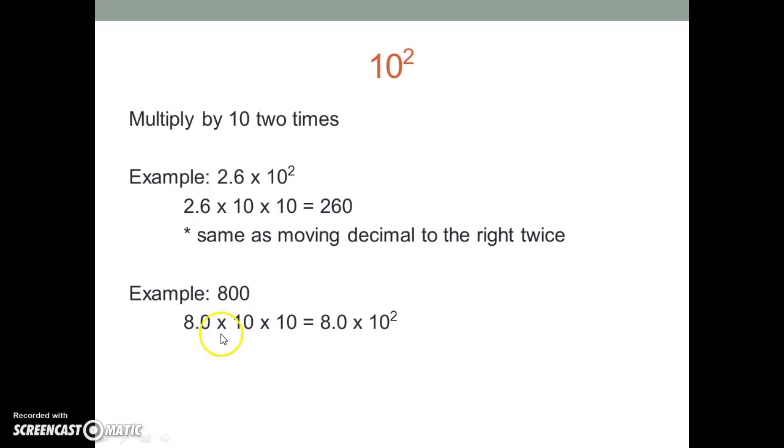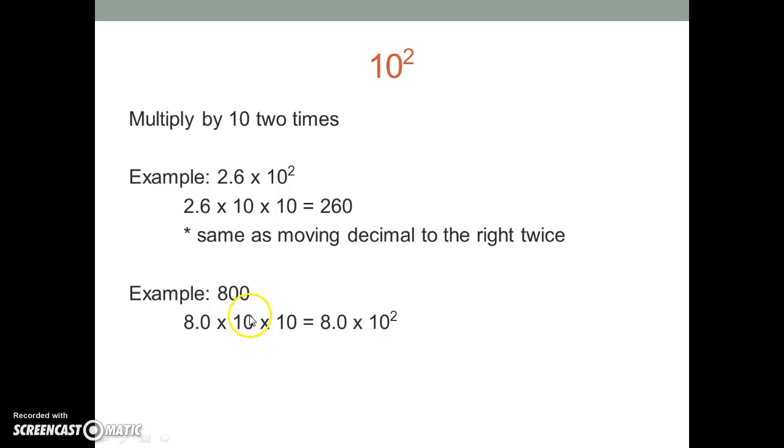Now if I start off with the number in standard form, like 800, I know I need the decimal right after the 8, or right after the first non-zero digit, to be in scientific notation. So I have 8 times 10 times 10. Now you may wonder why I know that I need 2 tens.